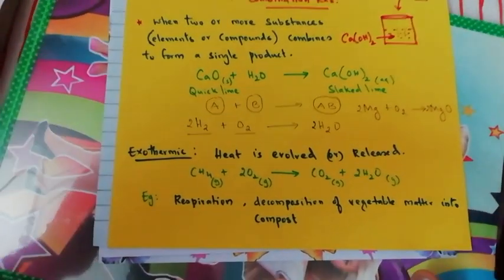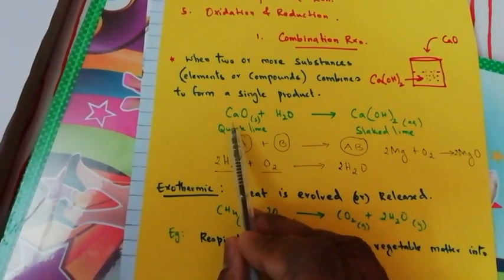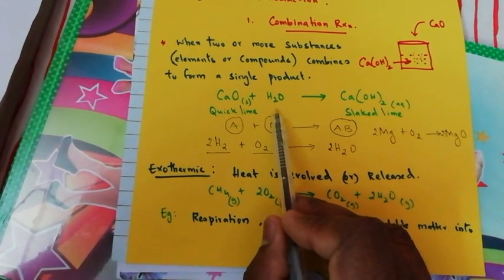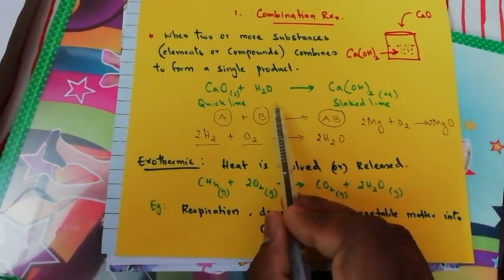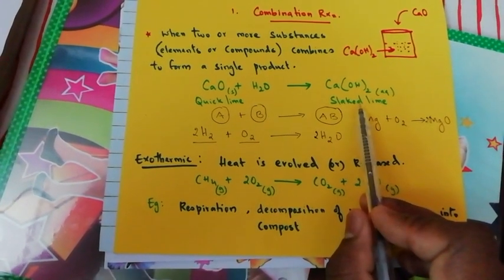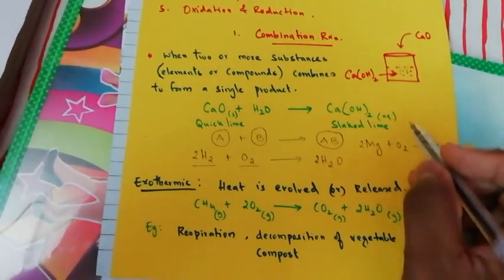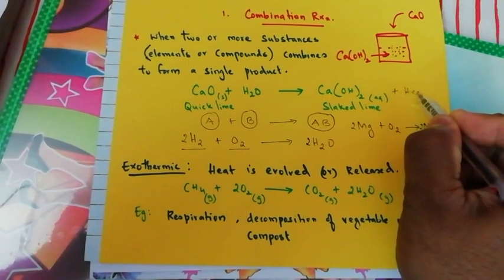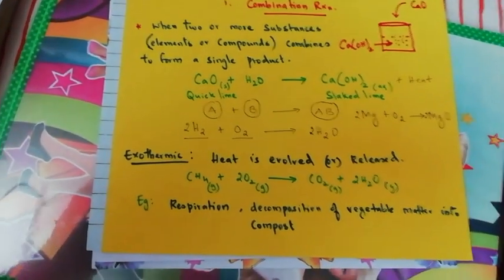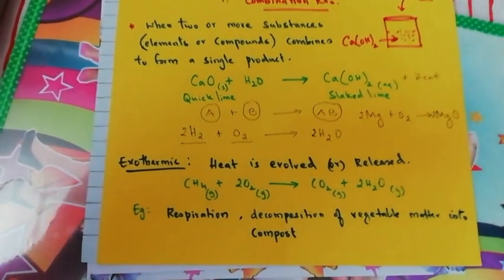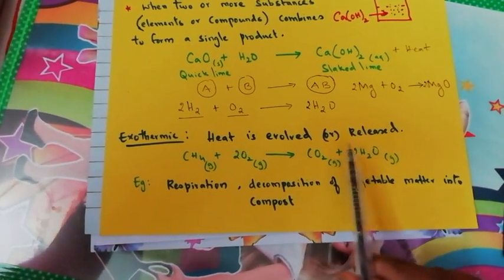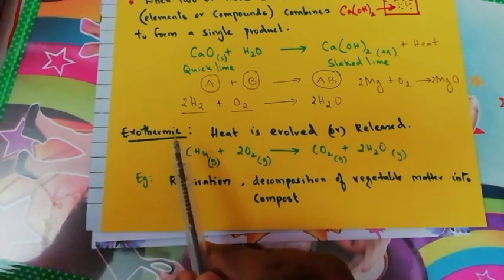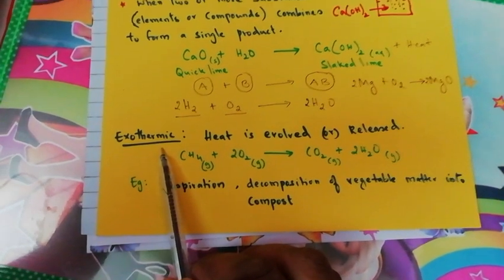Okay, well and good. And here in this equation, calcium oxide combines with water to give calcium hydroxide. That means quicklime combines with water and becomes slaked lime, along with lots of heat energy being evolved. Heat energy evolved, what does it mean? When heat is evolved or released, then it is said to be an exothermic reaction.